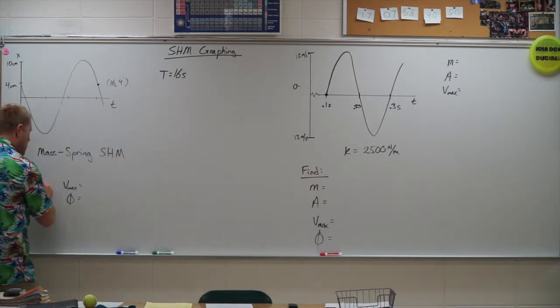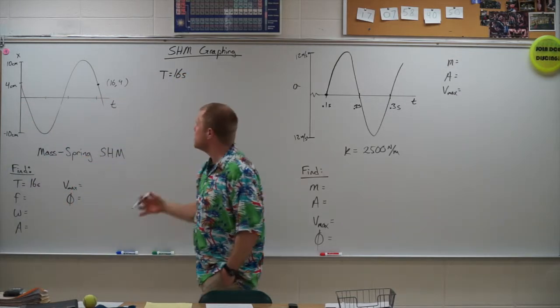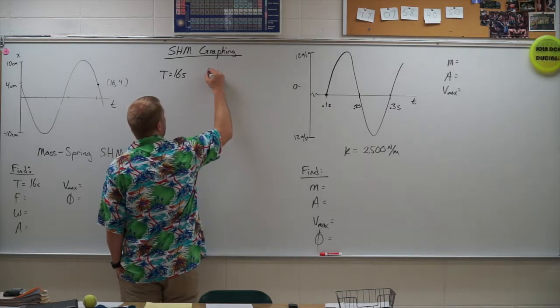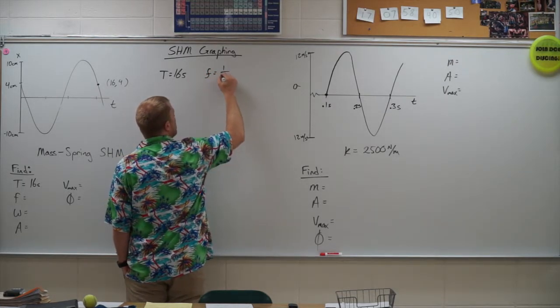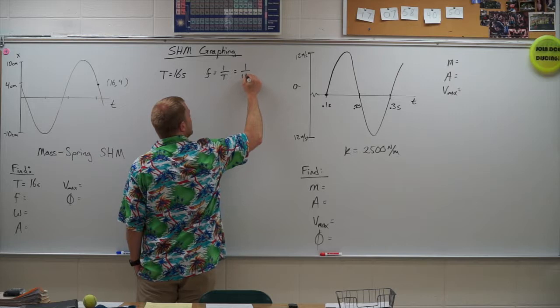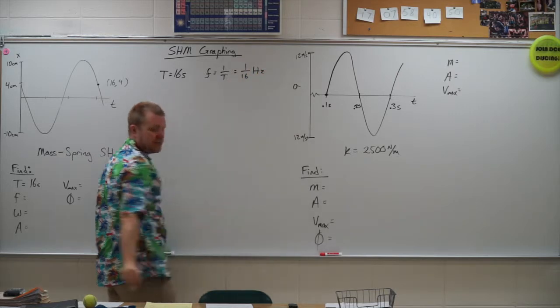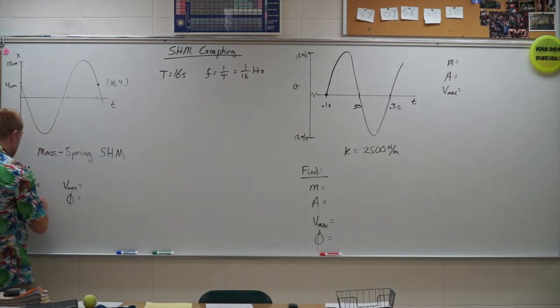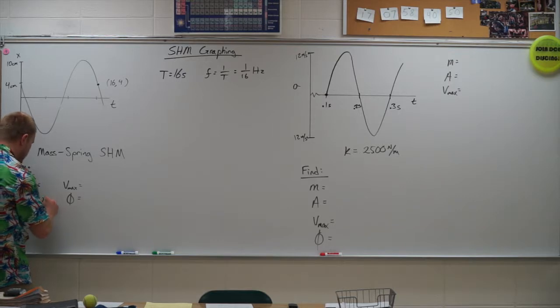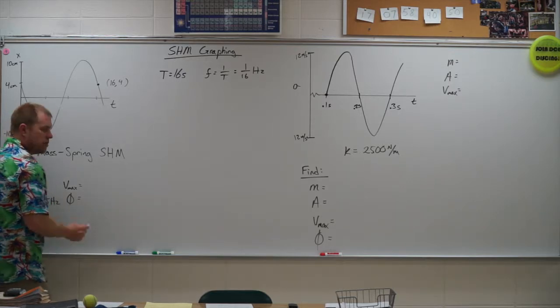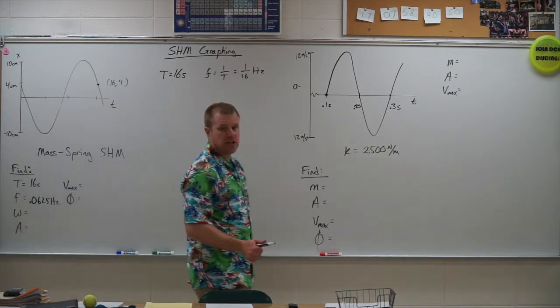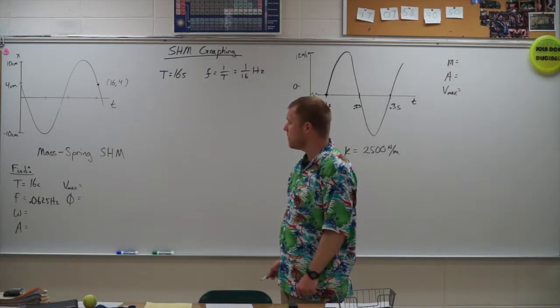All right. So then I want to find maybe the frequency. So I need a relationship, and that frequency is 1 over the period. So I get 1/16 of a hertz, which in decimal form is 0.0625 hertz. So if you want to leave it as a fraction or as a decimal, either one is acceptable.